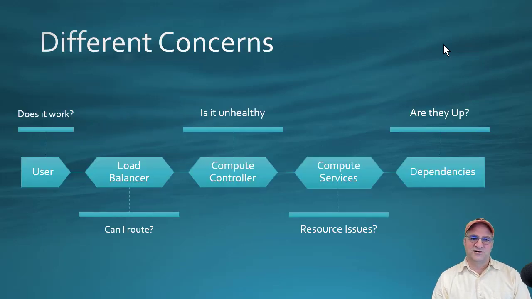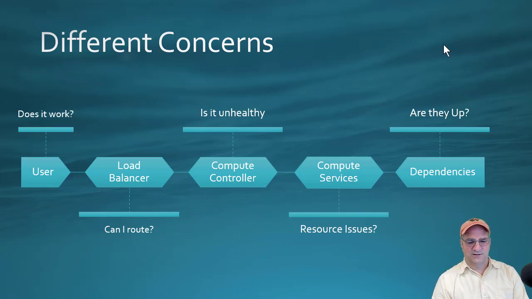So what are the different concerns? It depends on the tier you're in, right? The user only cares, does it work? The load balancer says, can I route, right? Can I get to the component I need? And if not, what am I going to do about it? The compute controller wants to know, is it healthy? Are the compute services up, and that kind of thing?